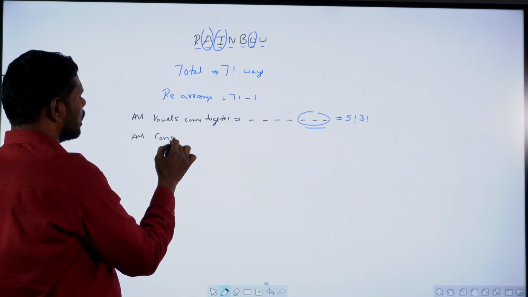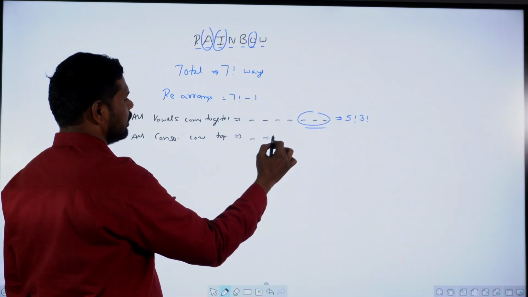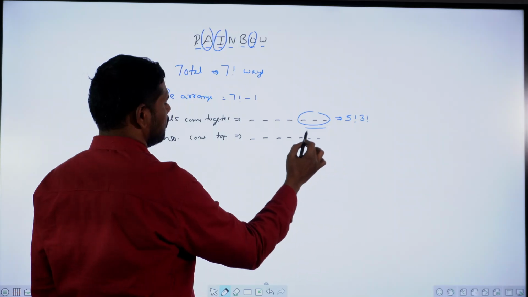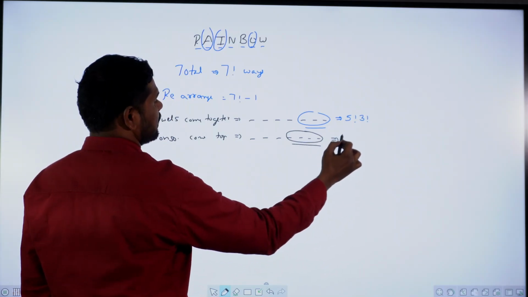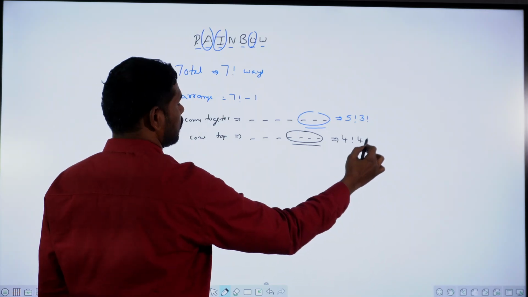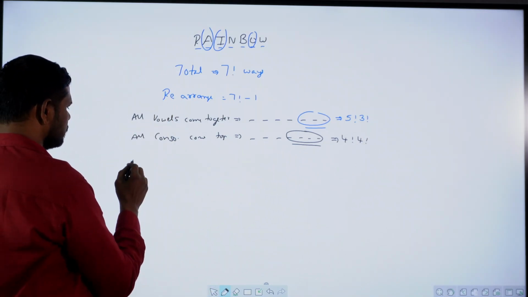All consonants come together in how many ways? 1, 2, 3, 4, 5, 6, 7. But 4 consonants can form into a group. Then 3 plus 1, so 4 factorial into 4 factorial. So, clear.